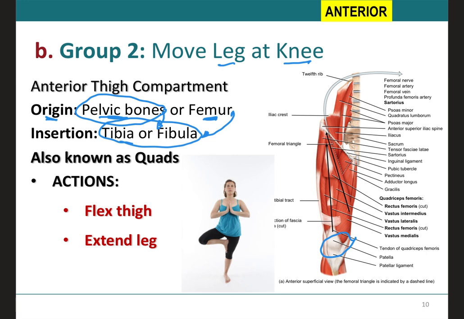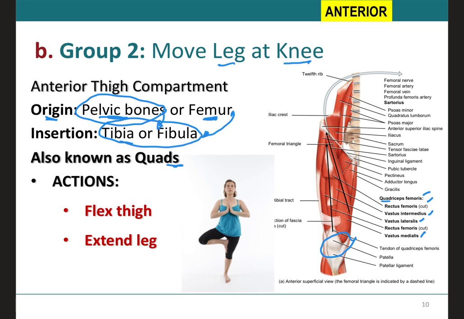Let's talk first about our quads, which are our quadriceps femoris. Quadriceps means that we have four muscles that are going to be located on the femur, on the thigh. The four muscles are the rectus femoris, the vastus intermedius, the vastus lateralis, and the vastus medialis. Like the name says, vastus means big, rectus means straight. So we have three that are vastus, they're big, and one that's straight, but is also big.